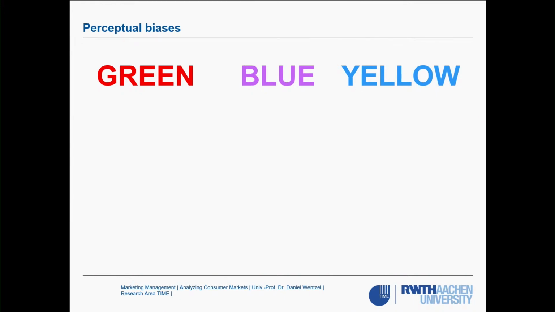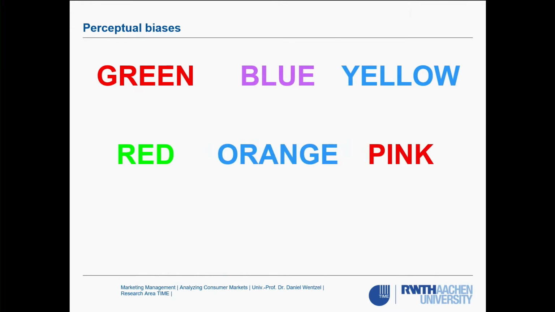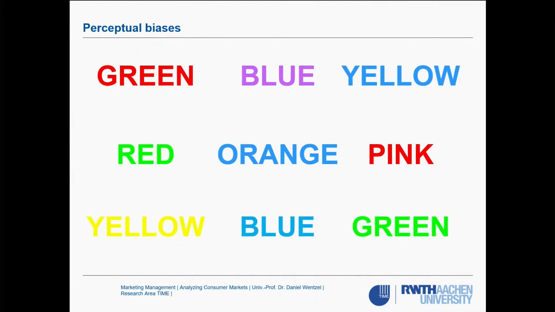What is the color of these three words? Second row. What are the colors of these three words? Third row, again, what are the colors of these three words? Okay, now you should be finished by now.